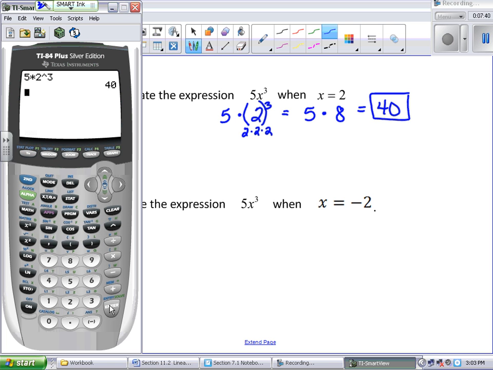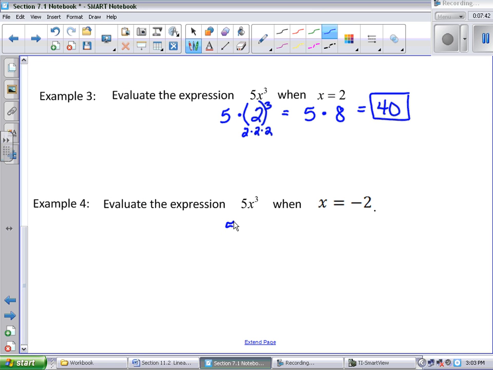5 times x cubed when x equals negative 2. Here's that place where this time we really do need the parentheses so that we know our base is negative 2. The number that we're plugging in for x, which is all being raised to the 3rd power, is negative 2. And so this is going to give me 5 times negative 8, or negative 40.